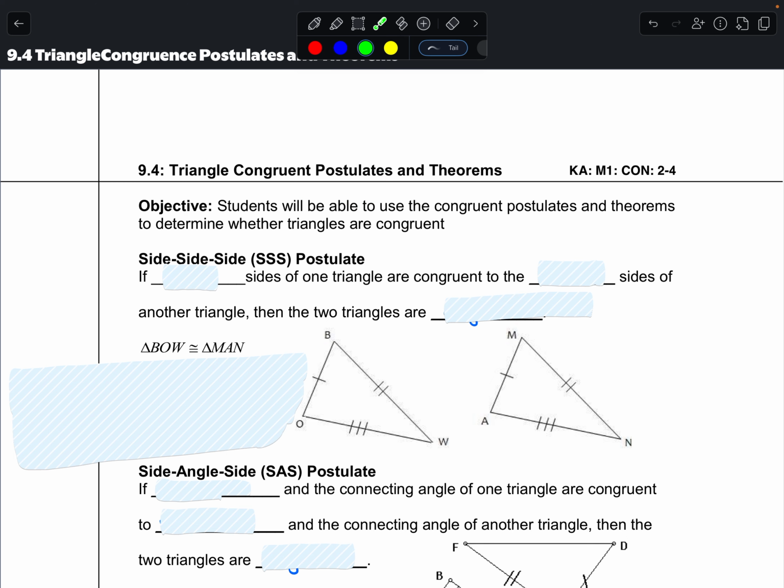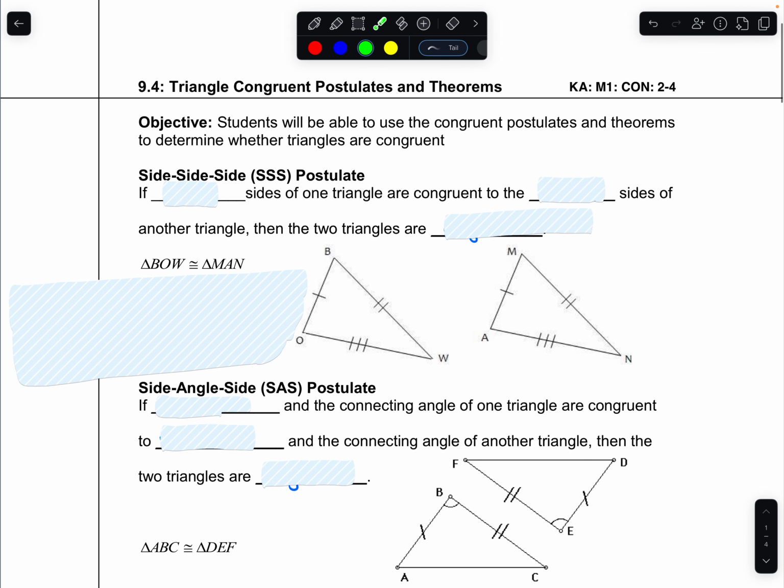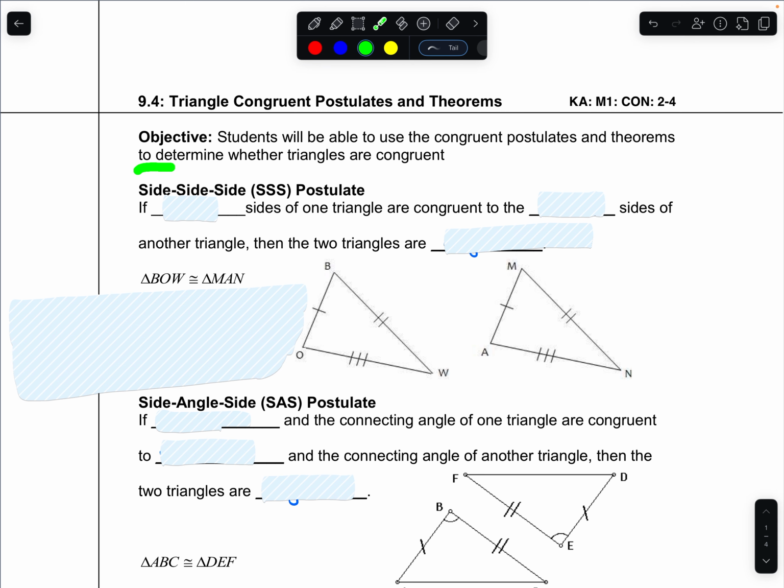I'm not going to have you prove any theorems. You can use all of these postulates and theorems to show that triangles are congruent in this class. And that's our goal. You're going to use the congruence postulates and theorems to determine whether triangles are congruent. So each of these postulates or theorems represents the bare minimum information we need to say for sure that two triangles are congruent.